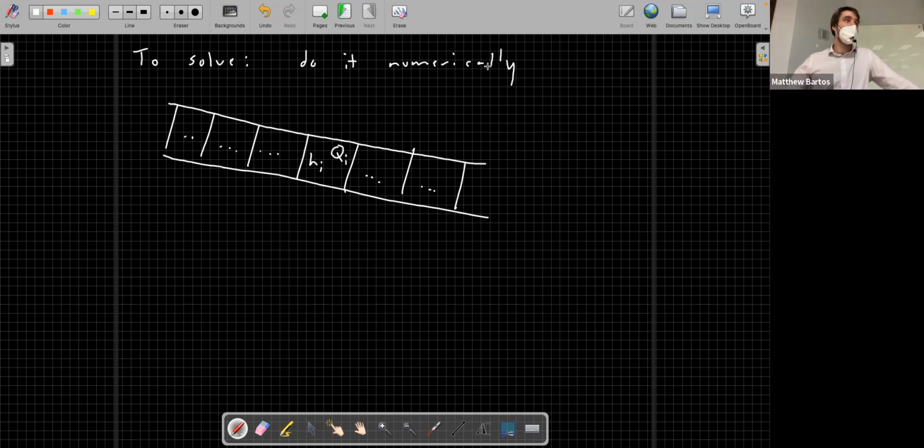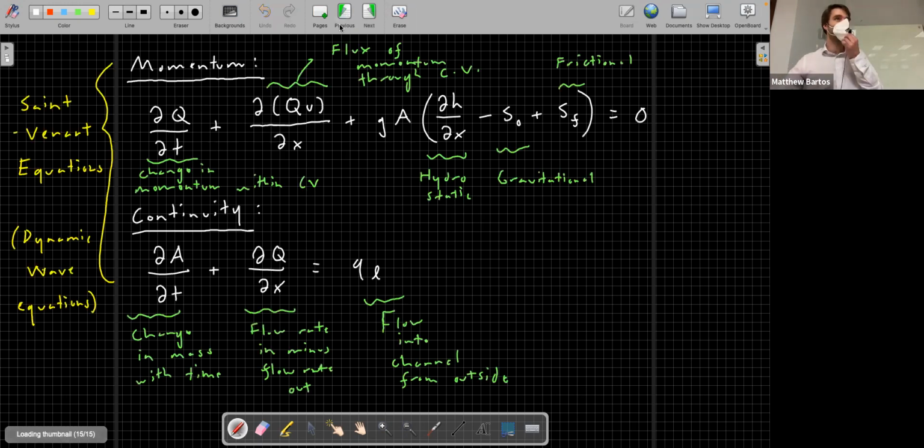And even if you do, it's not easy. These are coupled nonlinear partial differential equations. They often have issues with numerical stability. They'll blow up. They often break down when you get rapidly varied flow. They break down when the depth of water approaches zero. So in general, they're not easy to work with.